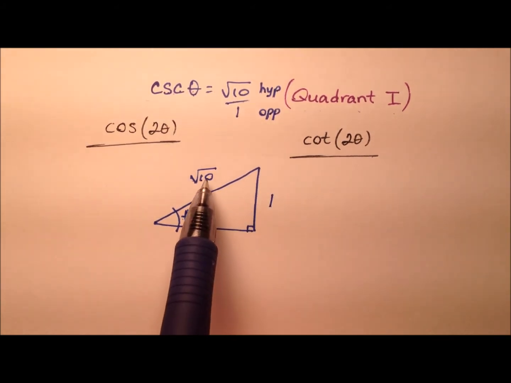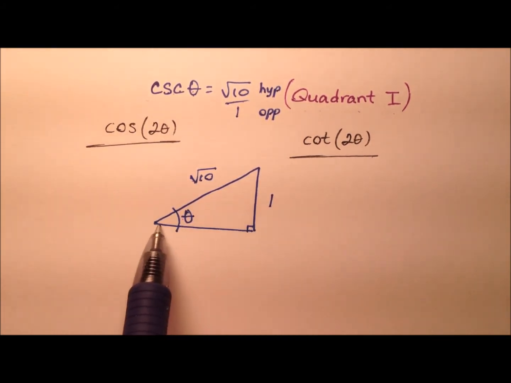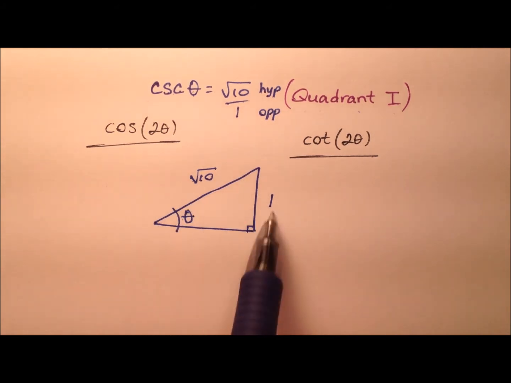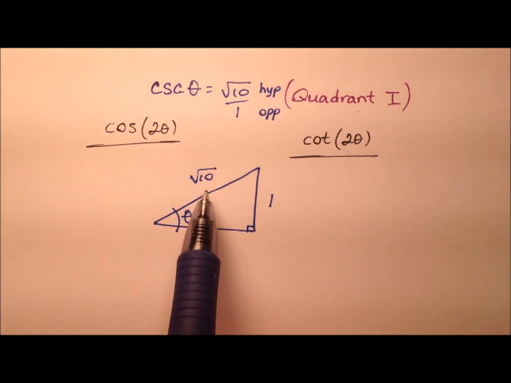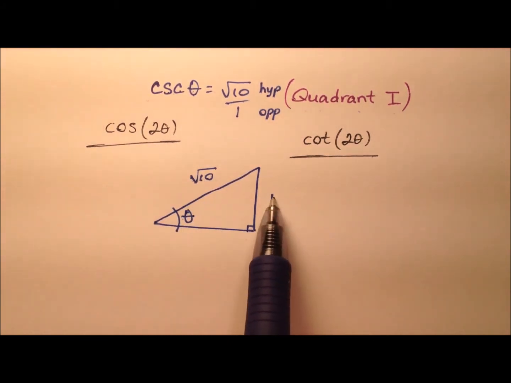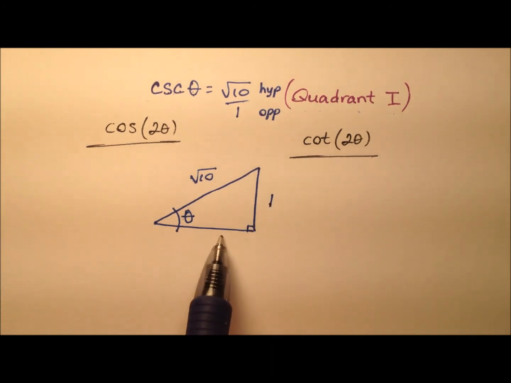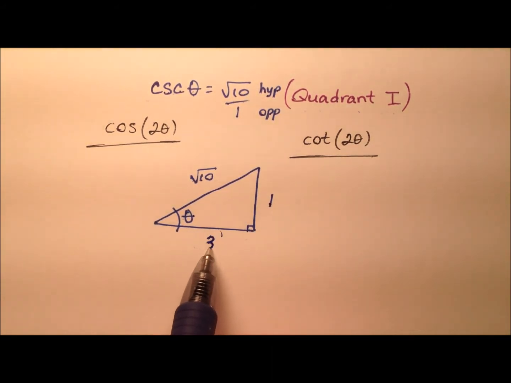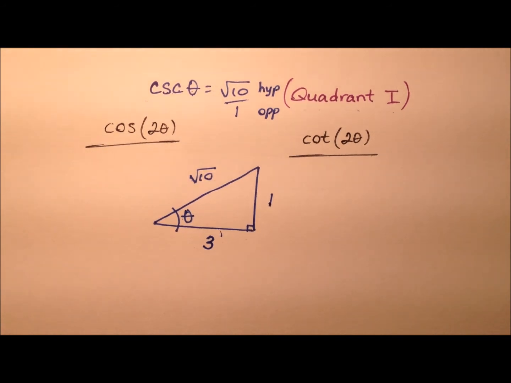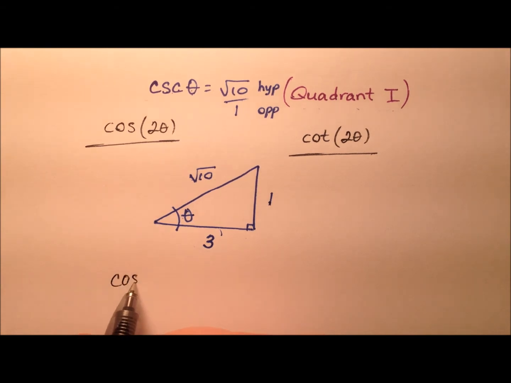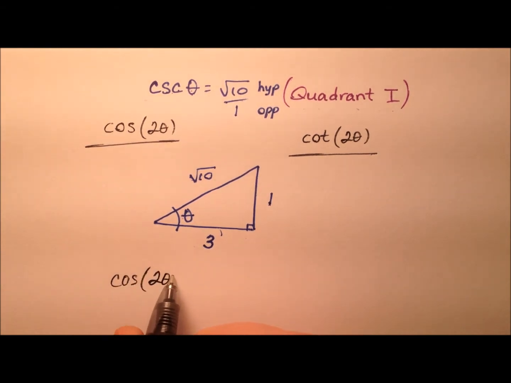So then we can use the Pythagorean theorem to go ahead and find the length of this other leg, or this third missing side here. So the square root of 10 squared is just 10, and then 1 squared is 1. So 10 minus 1 is 9, and then the square root of 9 is 3. So that value is actually quite nice. Okay, so let's go ahead now and look at the cosine of 2 theta.